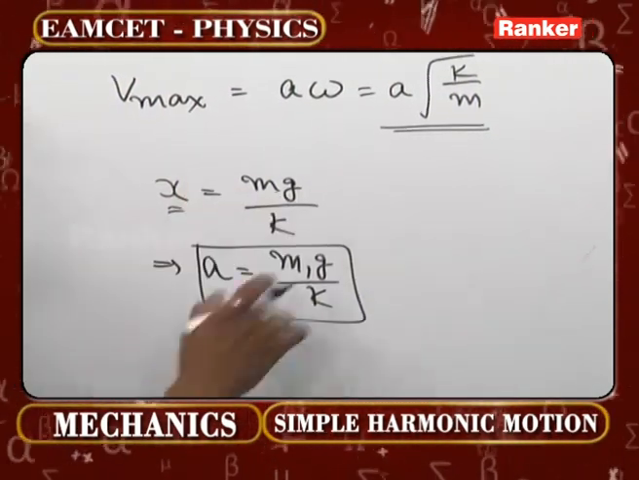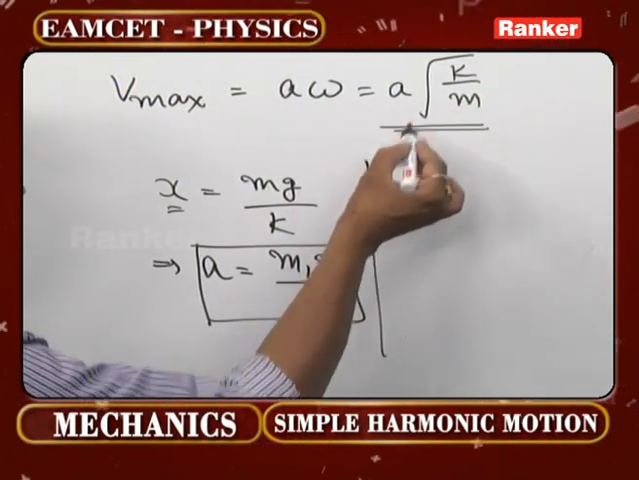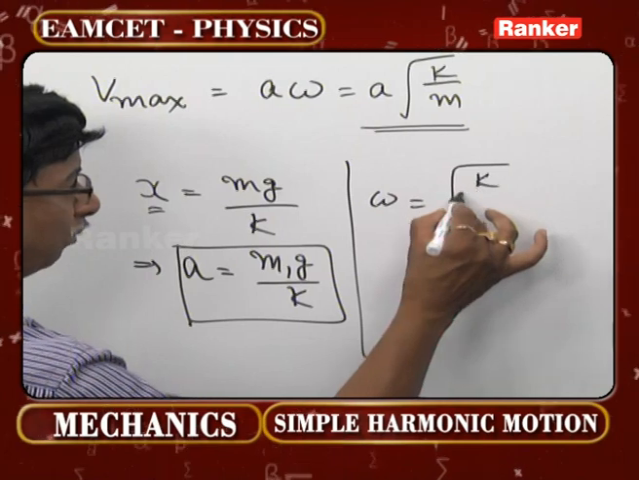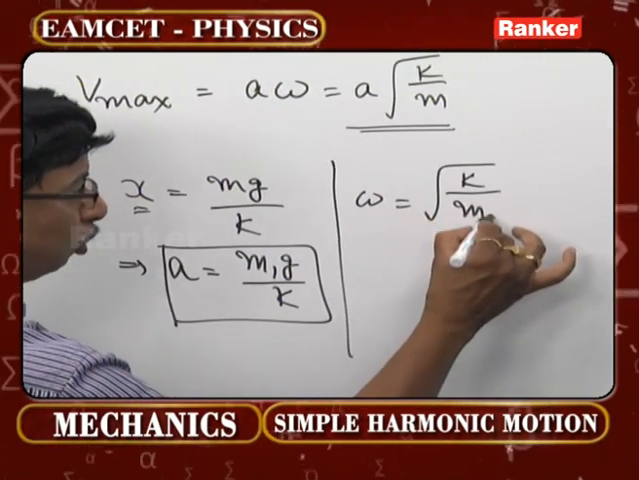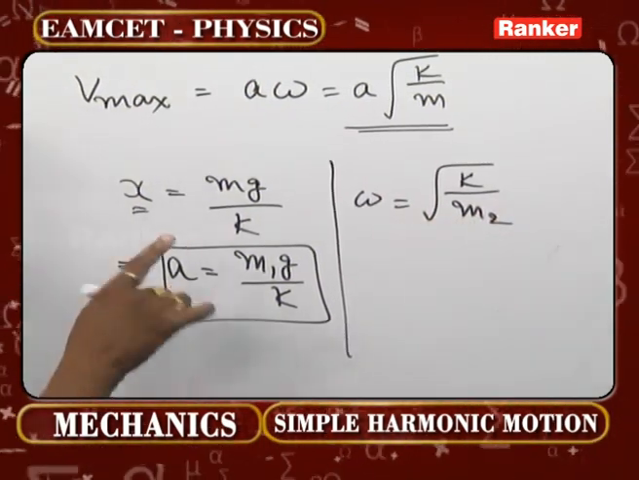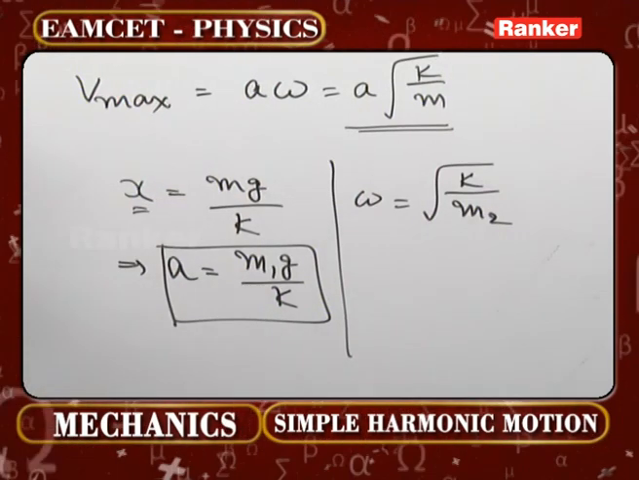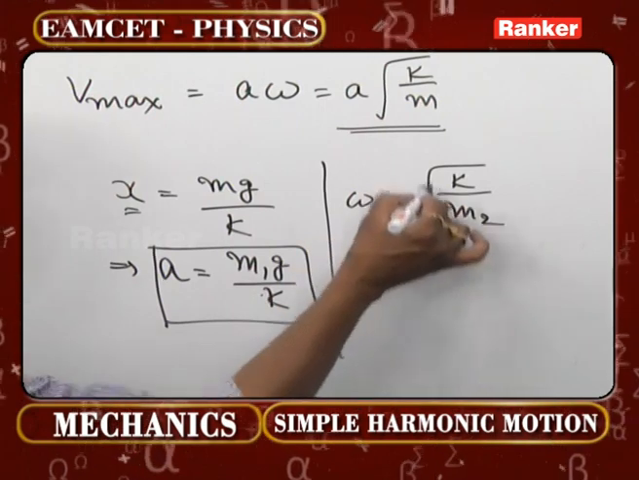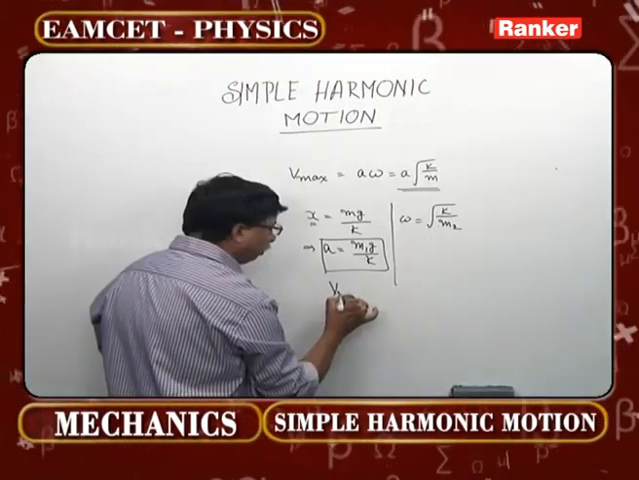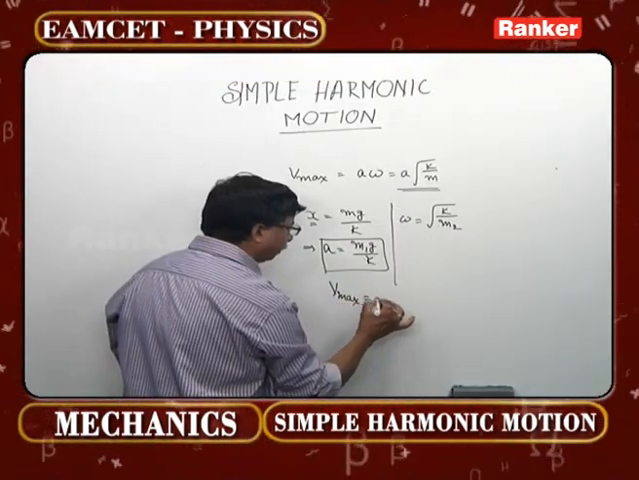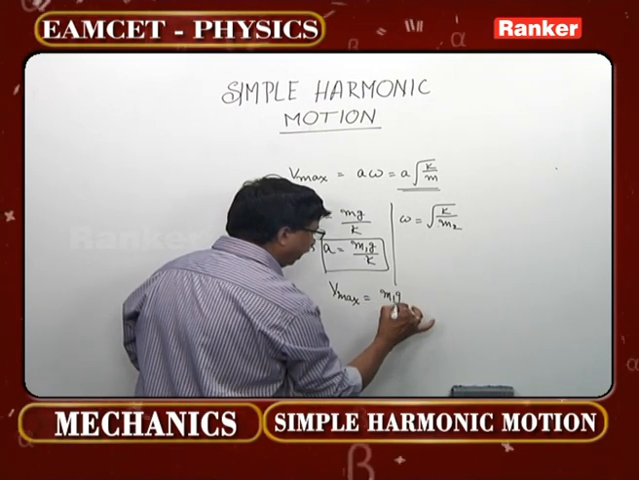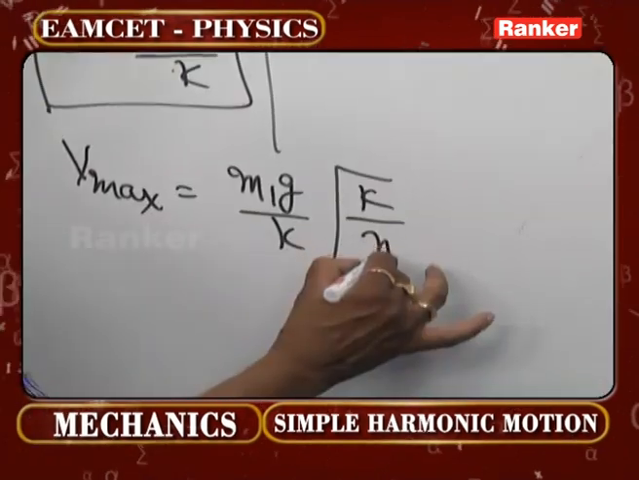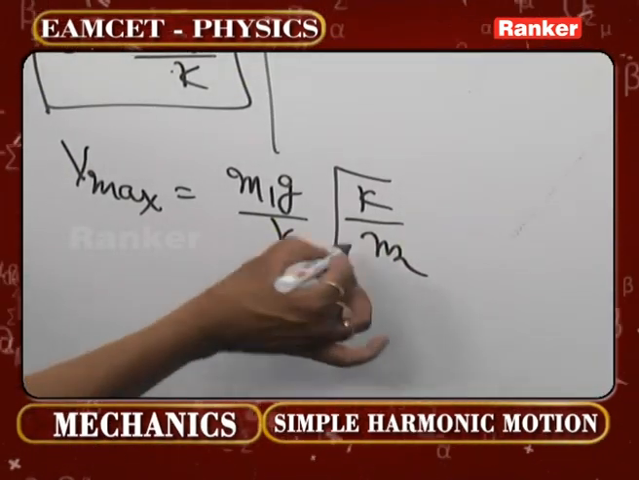That is the concept. And what is going to be the value of this omega now? Omega now becomes root of k by m. Which m to be taken? Whatever the mass that is readily existing now. When m1 is removed, m2 will be there still. Come on, write these two equations there. Then what will be the value of maximum velocity? It is m1g by k into root of k by m2. Now come on, take this k into this one.